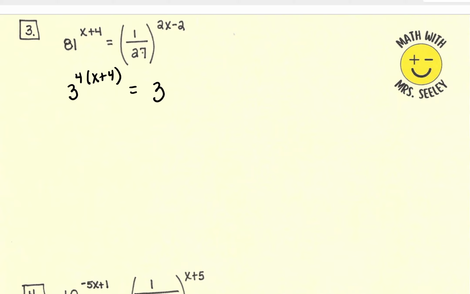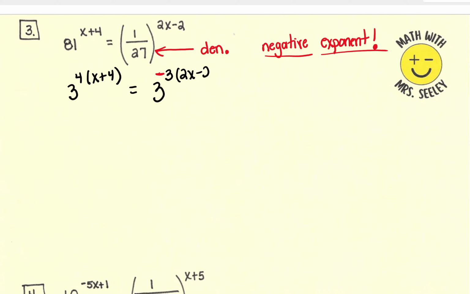Here, 3 to the third power is 27, but notice where that 27 is. That 27 is in the denominator. What makes a number go from the numerator down into the denominator is a negative exponent. So if your number was in the numerator and went to the denominator, or technically it could be in the denominator and go back up to the numerator, you must have a negative exponent. That's how it gets down there. And then you're going to bring down your 2x minus 2.